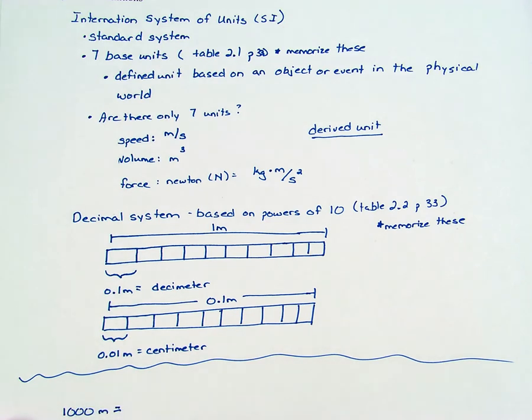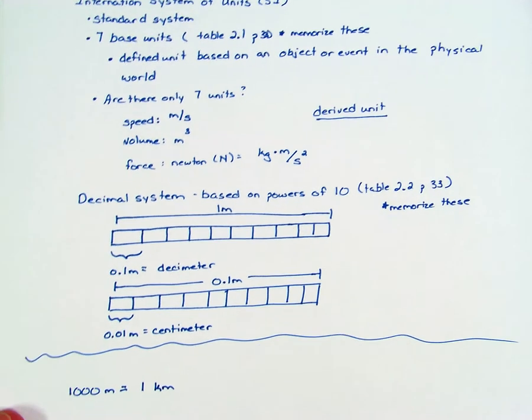Well, the prefix that means 1,000 is kilo. If you look on your table there, you can see that kilo is equal to 1,000, so this would be equal to 1 kilometer. That's usually how we would pronounce it. So that's how we'd use those prefixes.